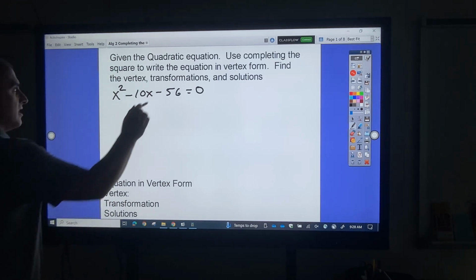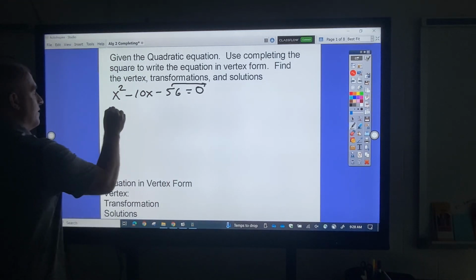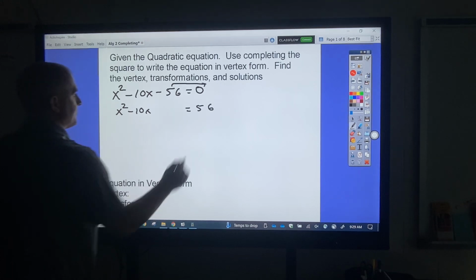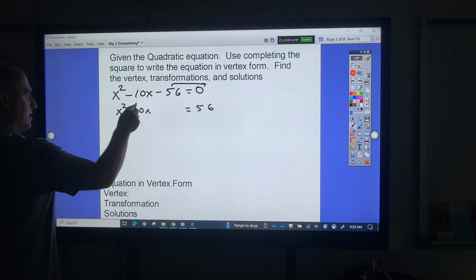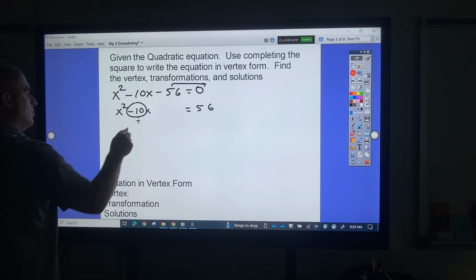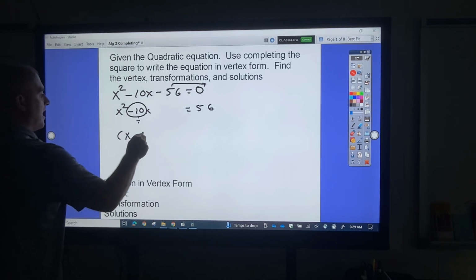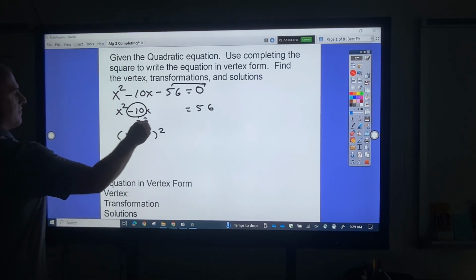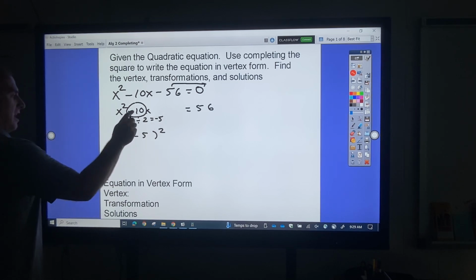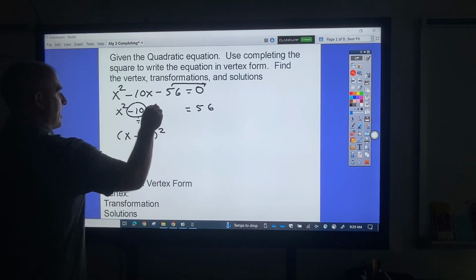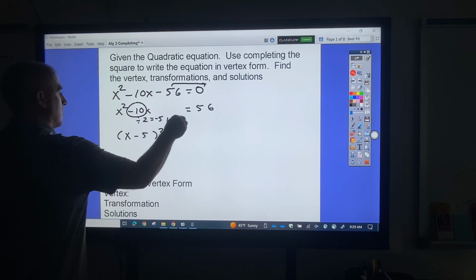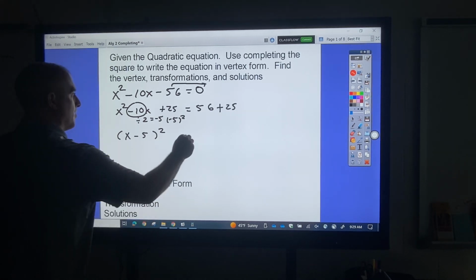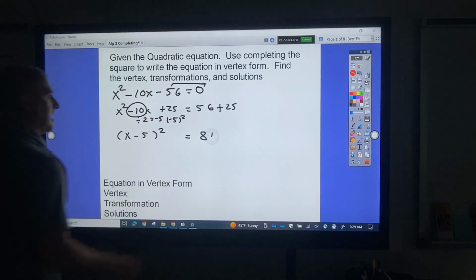Okay, so just like the last time, what we want to do is move that number over to this side. So that'd be positive 56. We want to take this term and divide it by 2. So that would be x minus 5 squared. When I divide it by 2, I get negative 5. I'm going to put that there, and then I'm going to square negative 5, and that's going to be positive 25, positive 25. So when I add those up, I get 81.